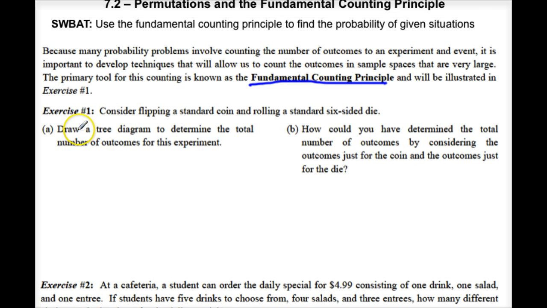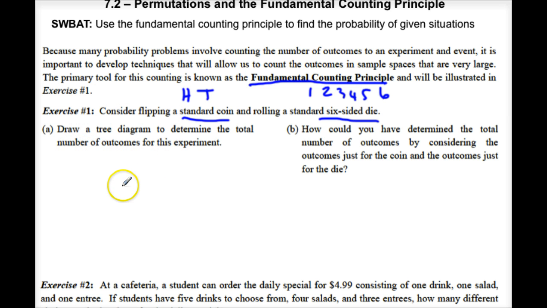Exercise 1. Consider flipping a standard coin and rolling a six-sided die. When we flip a coin, we know there are two possibilities. It's either heads or tails. And then on a standard die, we know it's either 1, 2, 3, 4, 5, or 6. Draw a tree diagram to determine the total number of outcomes for this experiment.